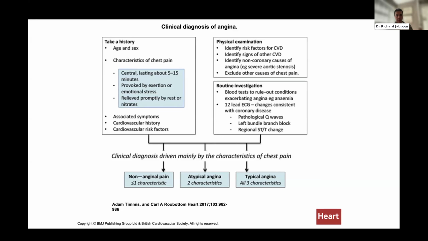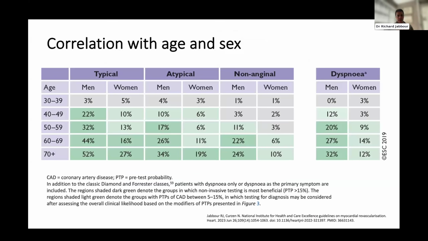If you have two out of the three, that's atypical angina, or one or fewer, that is non-anginal. So that is really what you need to get in the history. Then you can go on to do your physical examination, your risk factors, and your routine investigations. Now, differentiating between typical, atypical, and non-anginal is important because, as I mentioned before, there is a pre-test probability depending on the characteristic of the chest pain.